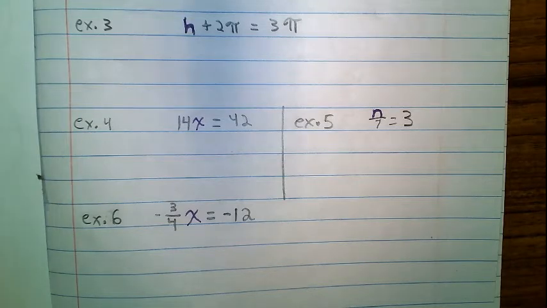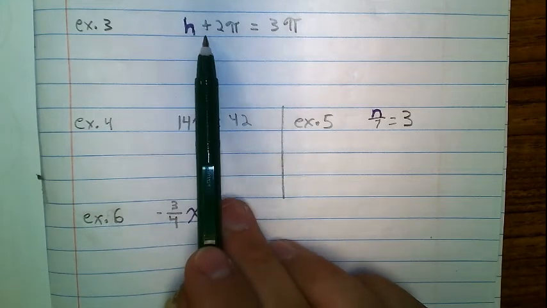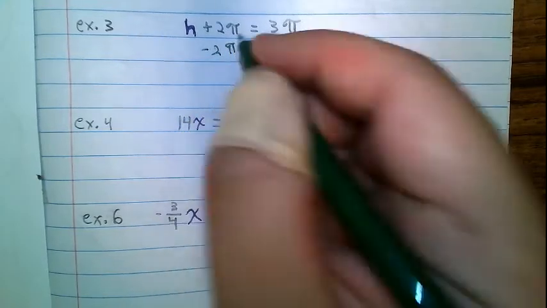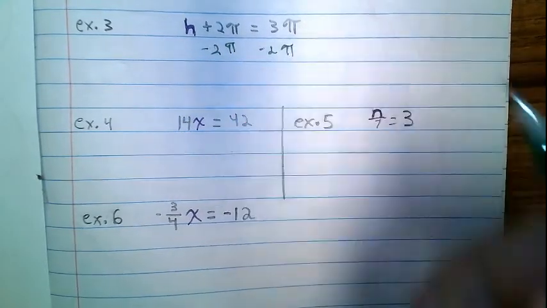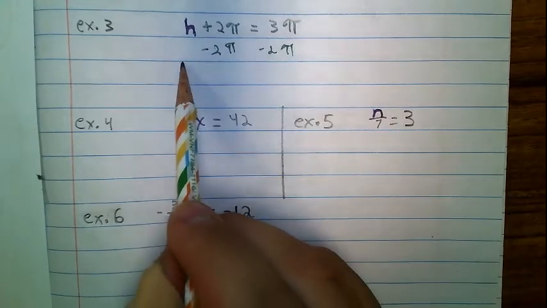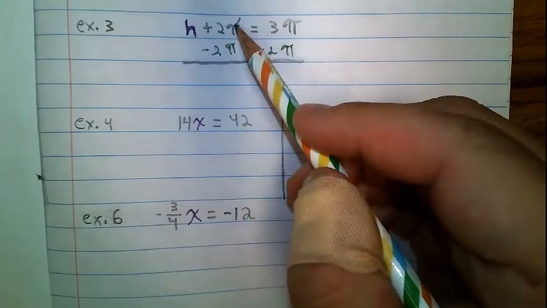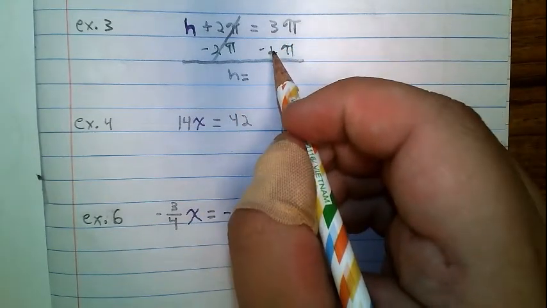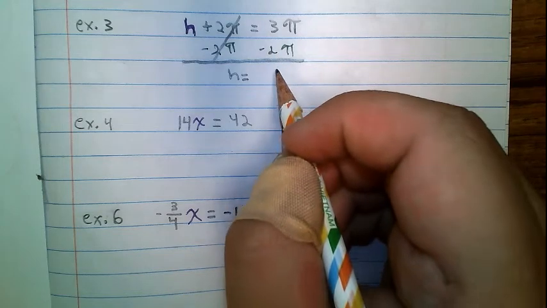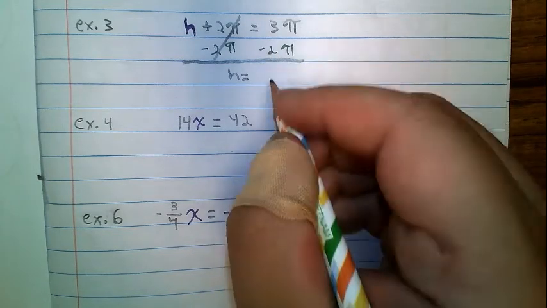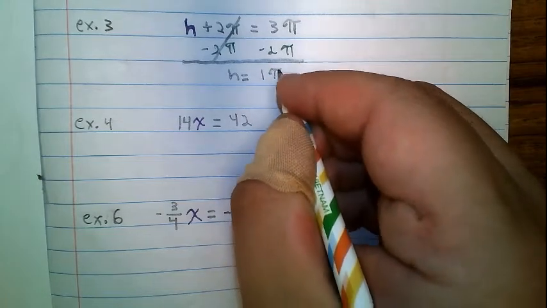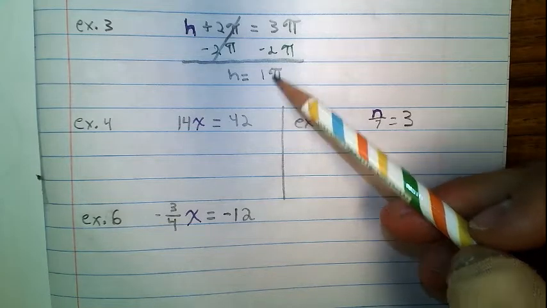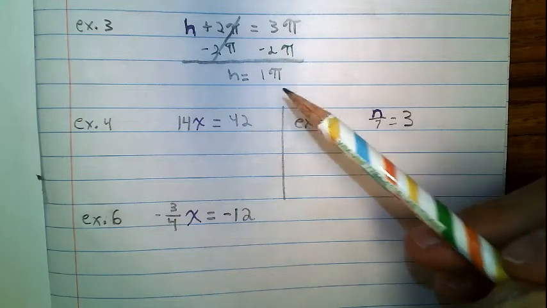So what do we recognize that's happening to h? You see we're adding 2 pi. So we want to subtract 2 pi. And by doing that, we get the h by itself, because those cancel out. And h equals, if you have 3 pi's and you take away 2 pi's, you don't have just 1, you have 1 pi. Okay? It's important to remember that. We don't just get rid of the pi. Right? You have 3 pi's, you take away 2 pi's, you still have a pi left.